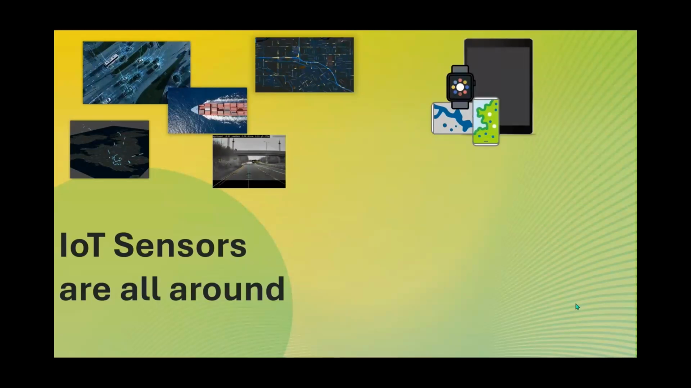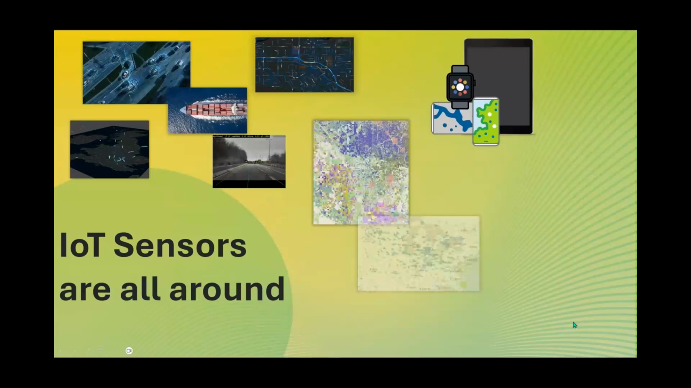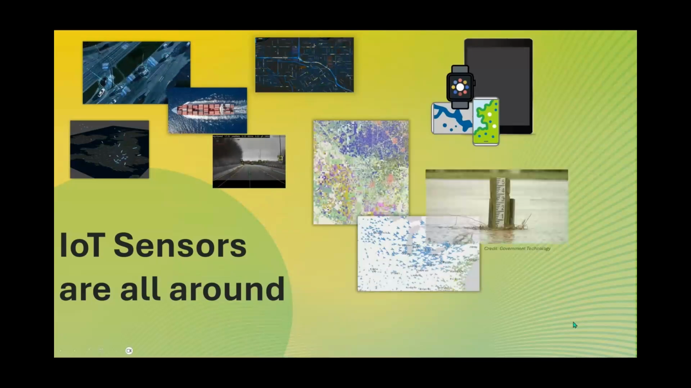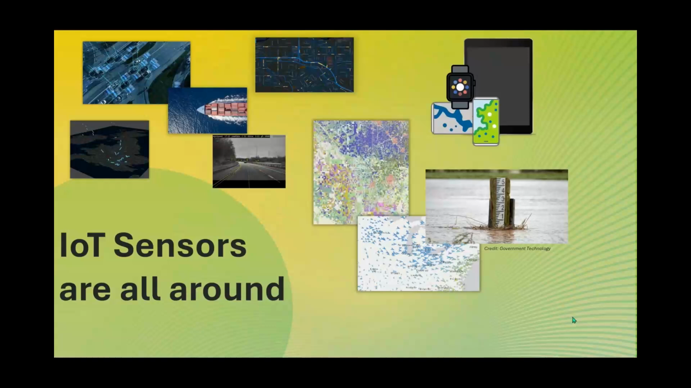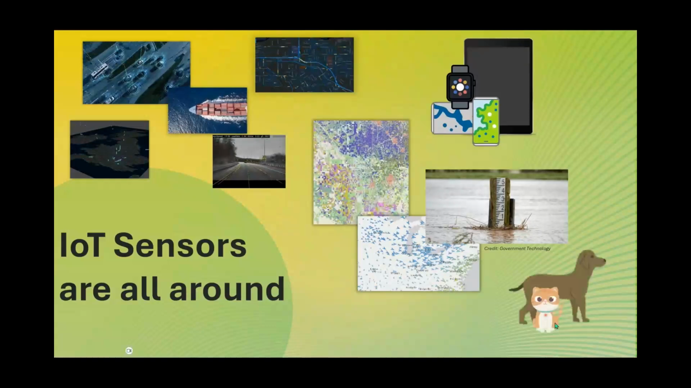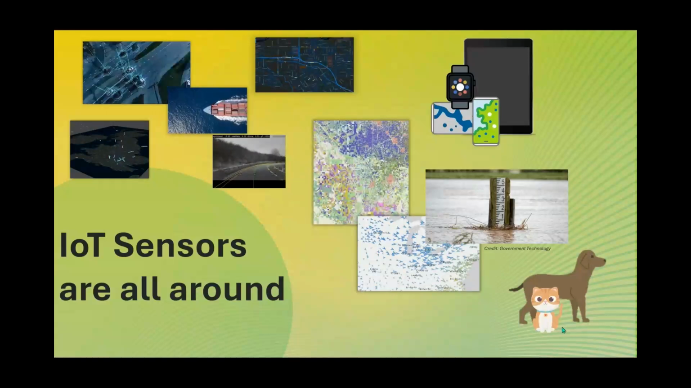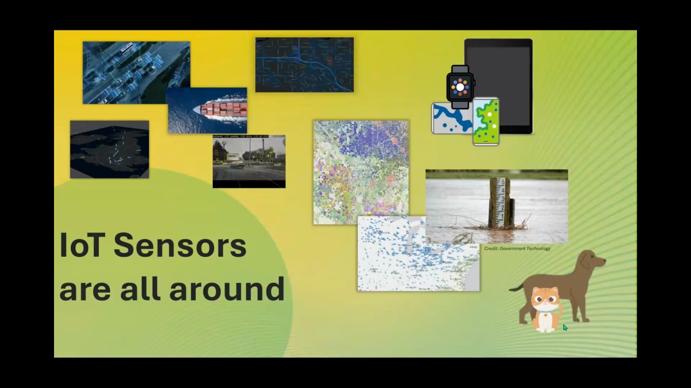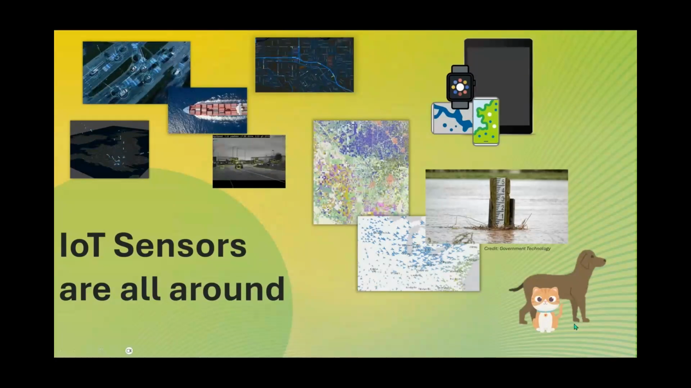It could be sensors used in environmental monitoring, like monitoring soil conditions, air quality, or river gauges. Or for some, you might even have smart tracking collars on your furry friends. Now, these are just some examples, but IoT sensors are really popping up everywhere, and each of these sensors is continuously collecting data. They're detecting changes in whatever environment it's in.